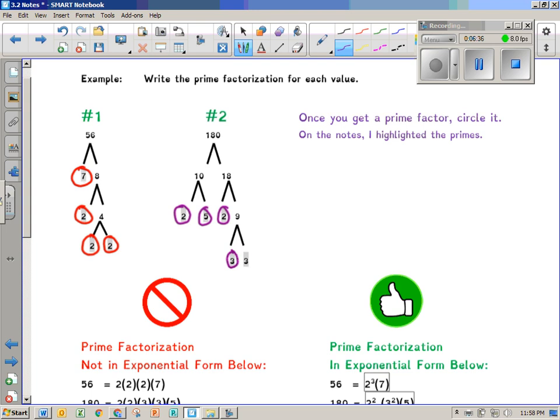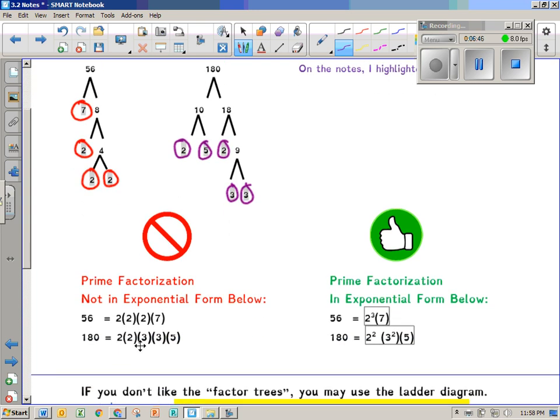So you would just keep going until everything that you have on the bottom is prime. It's best to write them in order. So let's show what it looks like if it's not in exponential form. You have a 2 here and a 2 here, so 2 2's. You have 2 3's right here, and then the 1 5 right here.